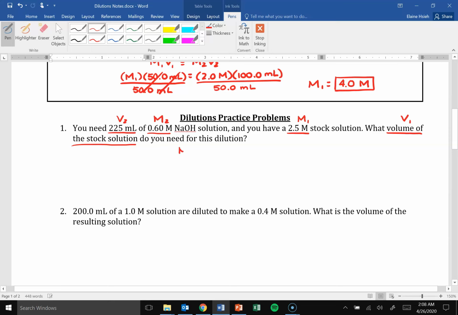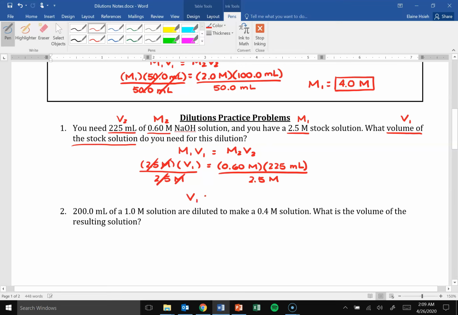Again, our formula is M1V1 equals M2V2. M1 is 2.5 molar. V1 is the unknown. M2 is 0.60 molar, and V2 is 225 milliliters. Once we have plugged those in, we need to solve for V1. And to do that, we're going to divide by 2.5 molar on both sides.